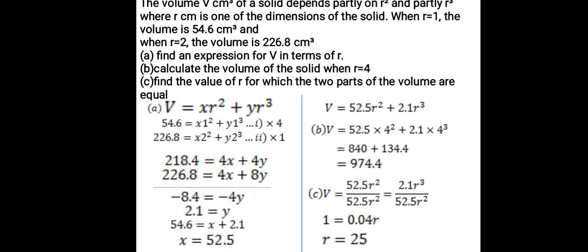The expression connecting V and r is V is equal to 52.5 r squared plus 2.1 r cubed. For B, the volume of the solid when r is 4 is 974.4 centimeter cubed. For C, the value of r for which the two parts of the volume are equal is 25 centimeter.